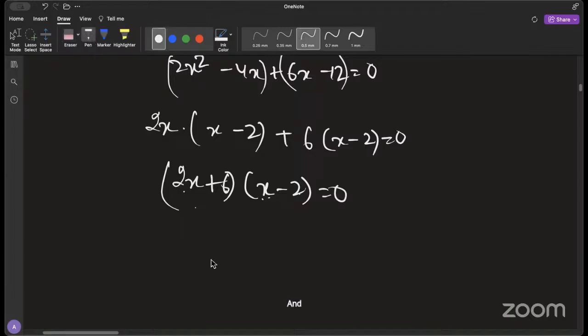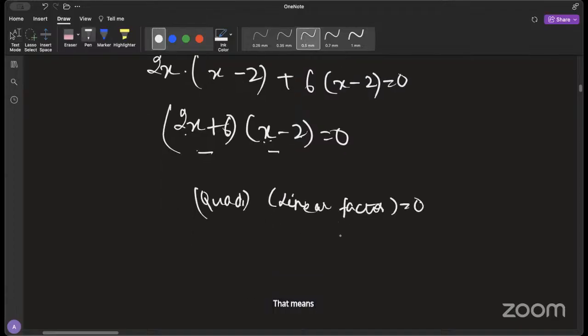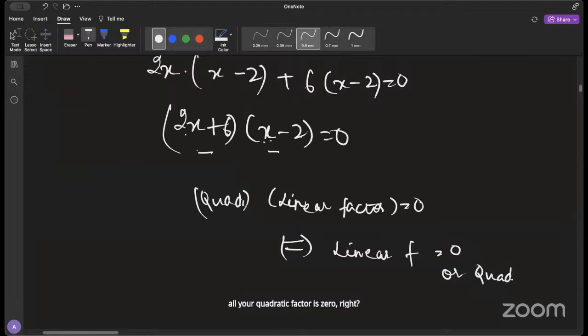And to find the roots, you can put each of these factors equal to 0, right? Because if you have, let's say, a quadratic factor here and a linear factor here, and this thing is equal to 0, that only means two things. Either your linear factor is 0 or your quadratic factor is 0, right? Because if none of these is 0, then the product can't be 0.